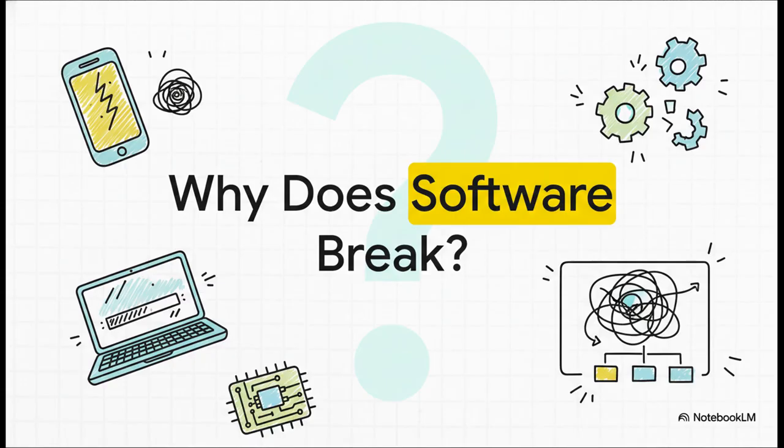We've all been there, right? You're about to hit save on something important and bam, the app crashes. It's a question we've all yelled at our screens. We count on software for pretty much everything, so when it flakes out, it can be a tiny hiccup or a total disaster. So what is really going on behind the scenes?